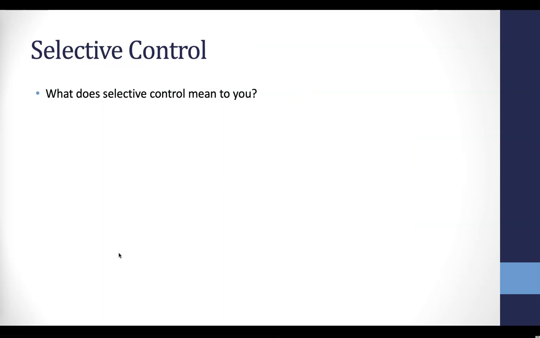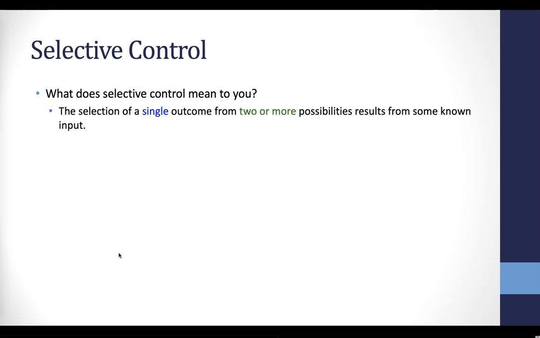And so what does this idea of selective control really mean to you? Go ahead and write yourself a sentence or two to think about what this idea of selective control would mean. Right, so this idea of selective control is the selection of a single outcome from two or more possibilities, or two or more possible results from some known input. Okay, so that's a more formal definition.